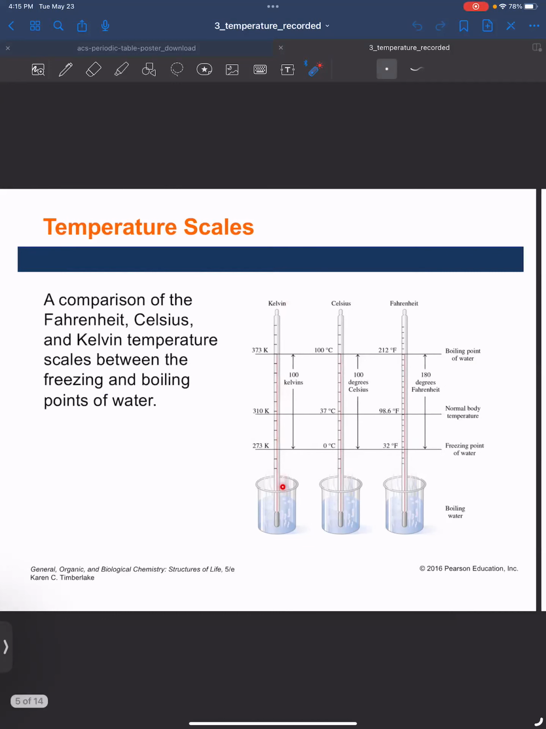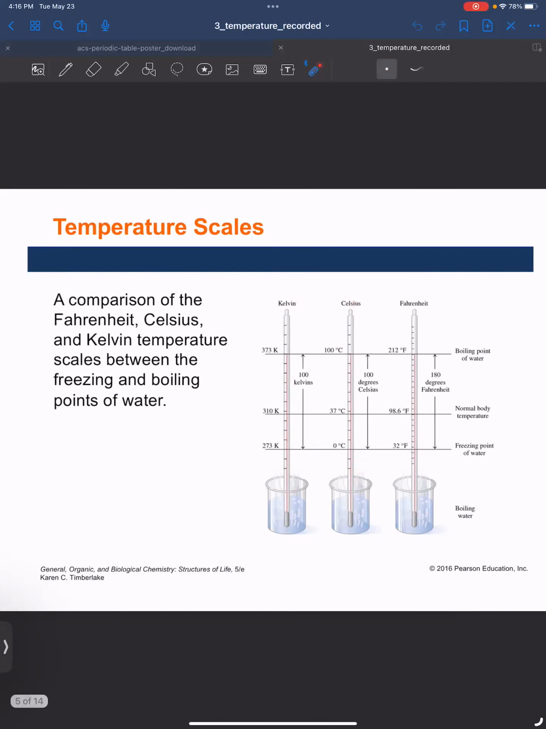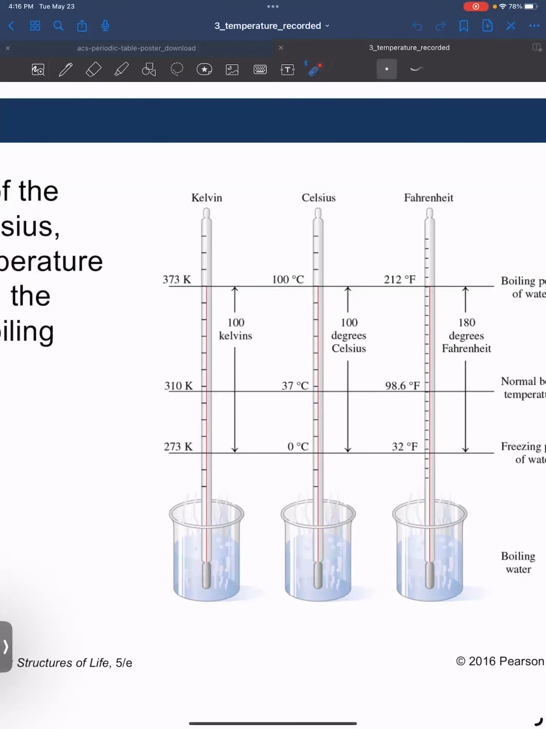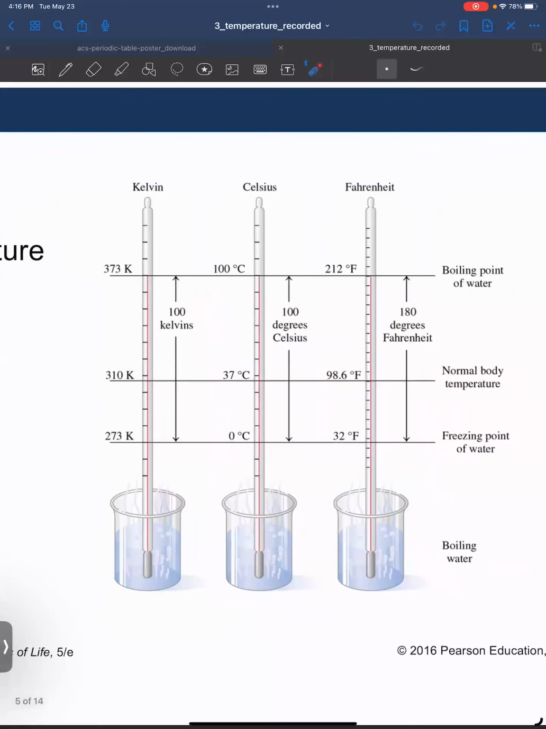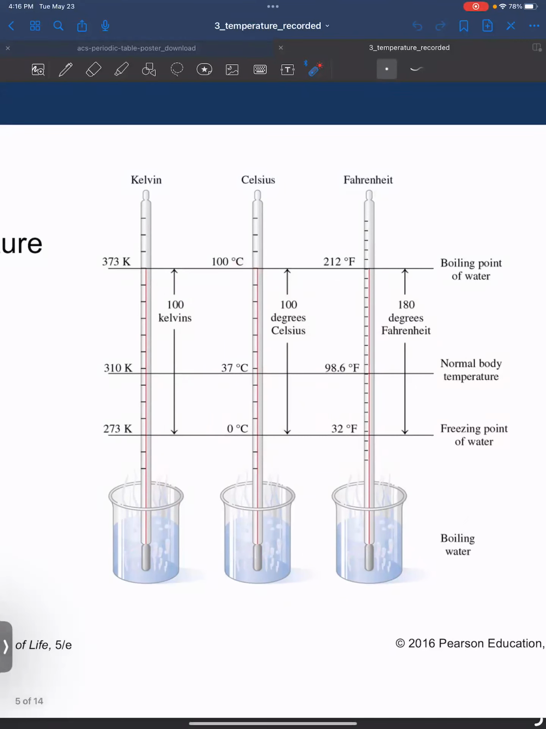So we have a Kelvin thermometer, a Celsius thermometer, and a Fahrenheit thermometer. And each of them are in boiling water. And we can see here that once we reach the red line in these thermometers, that's the temperature of the boiling water. So the boiling water is 100 degrees Celsius. If we're in Fahrenheit, that's 212 degrees Fahrenheit. And if we're in Kelvin, that's 373 Kelvin.